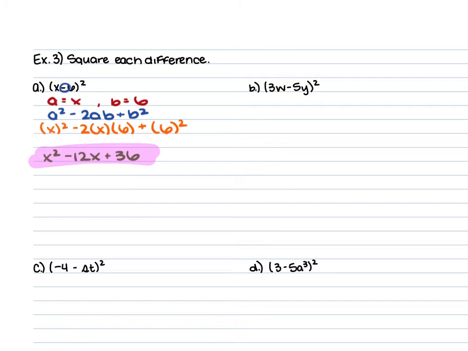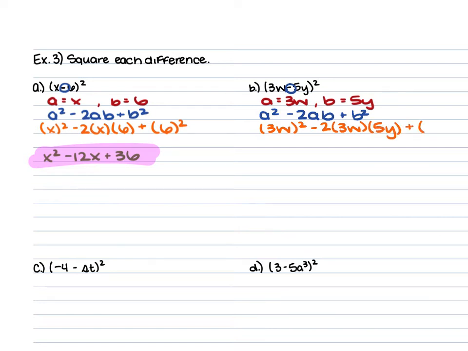For b, we have 3w minus 5y squared. So in this case, our a is the 3w, our b is the 5y. Because there's that negative there, we're going to use a squared minus 2ab plus b squared. So we plug in these values. It's going to be 3w squared minus 2 times 3w times 5y plus 5y squared.